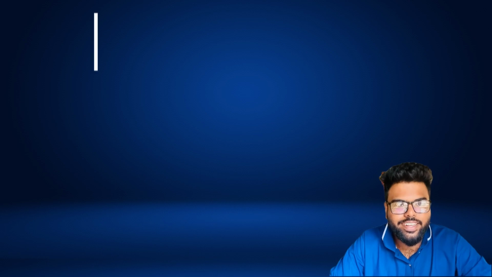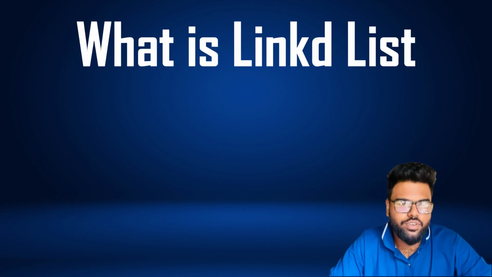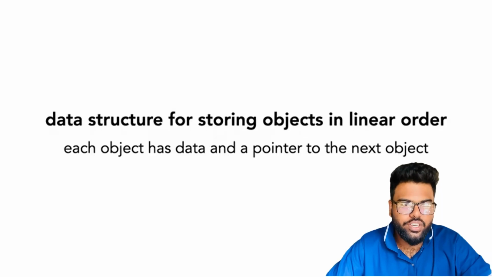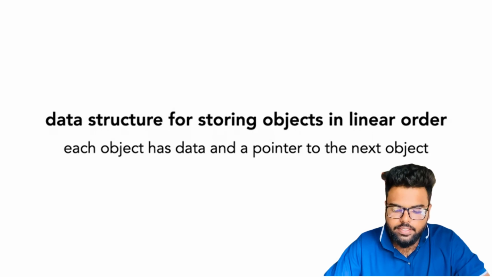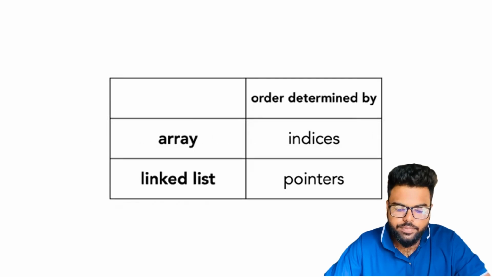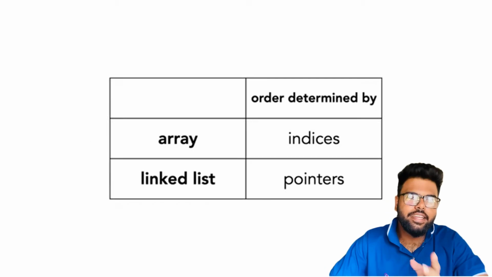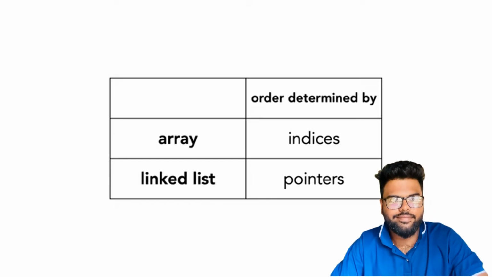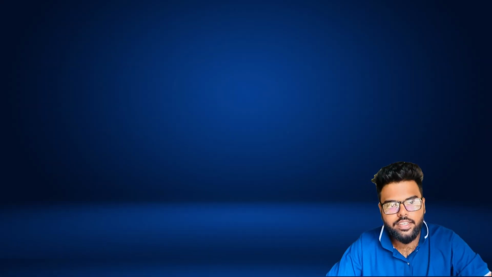Let's move to the linked list part. First of all, what is a linked list? It is a data structure for storing objects in linear order. Each object has data and a pointer to the next object. A linked list is similar to an array, but it's not an array. Linked lists are divided into three types: singly linked list, doubly linked list, and circular linked list.